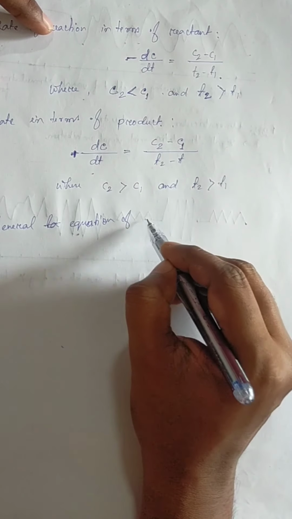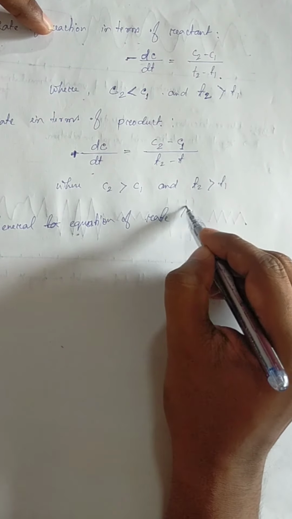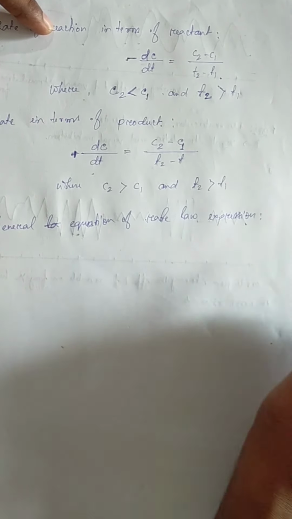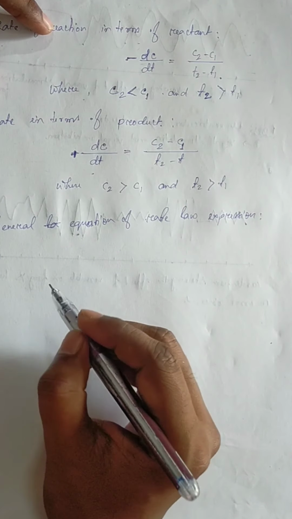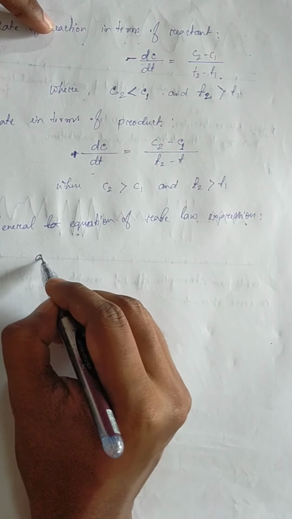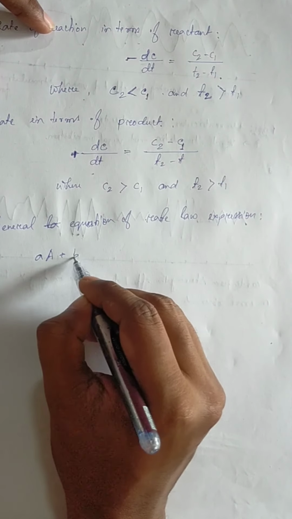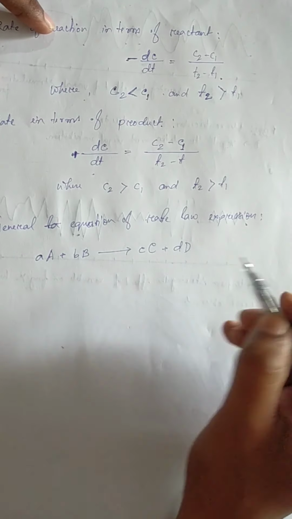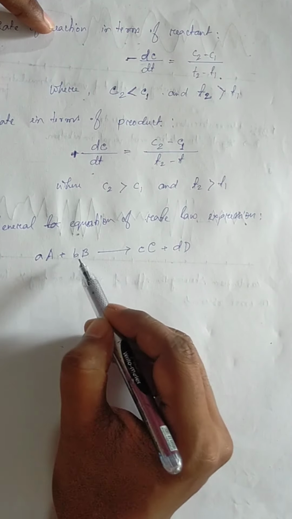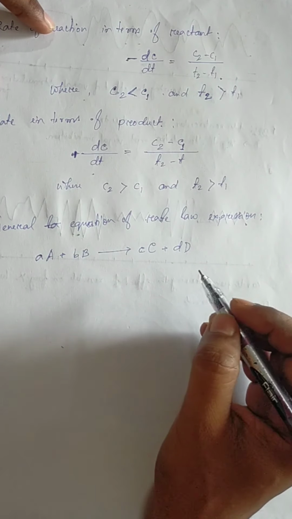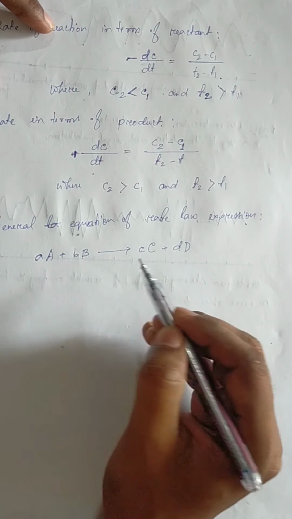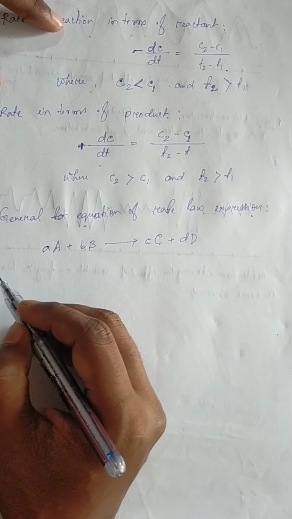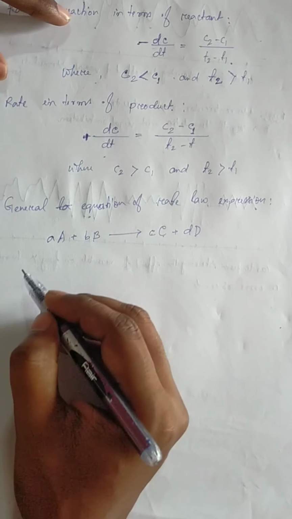General equation of rate law expression. So first of all, we have to consider a reaction. Suppose, this small a, small b, small c, small d are the coefficients, and A and B are the reactants, and C and D are the products. So if we write the rate law expression, then it will be like this.